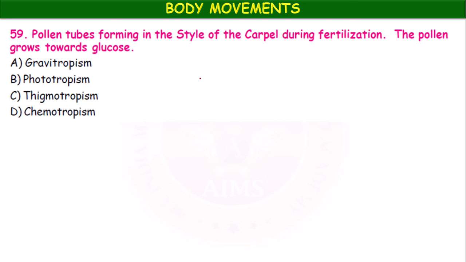The pollen tubes forming the style of the carpel during fertilization, the pollen grows towards glucose. It is gravitropism, phototropism, thigmotropism, chemotropism. It is the chemotropism because glucose is mentioned here.